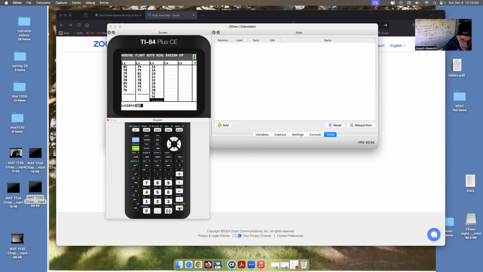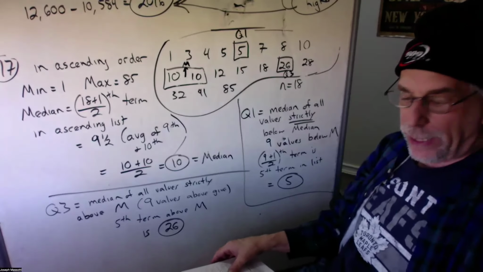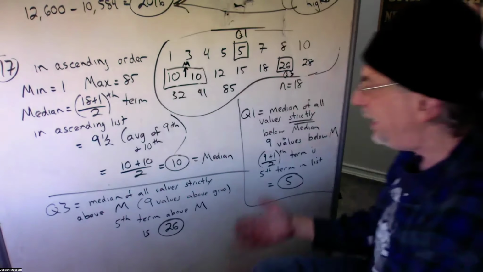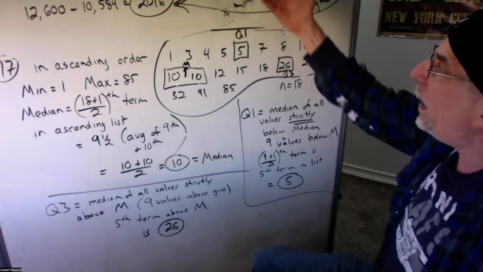And now when we go to our one variable stats and put in list 3, we should get the numbers that we came up with for our quartiles and median: 5, 10, and 26. And that is exactly what we came up with, right? The minimum is 1, the first quartile is 5, the median is 10, third quartile is 26, maximum is 85. All right, so that is how to find quartiles using the median formula and percentiles.